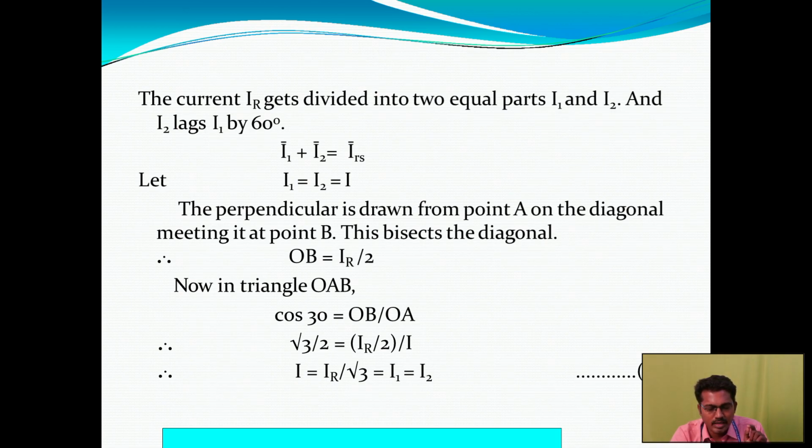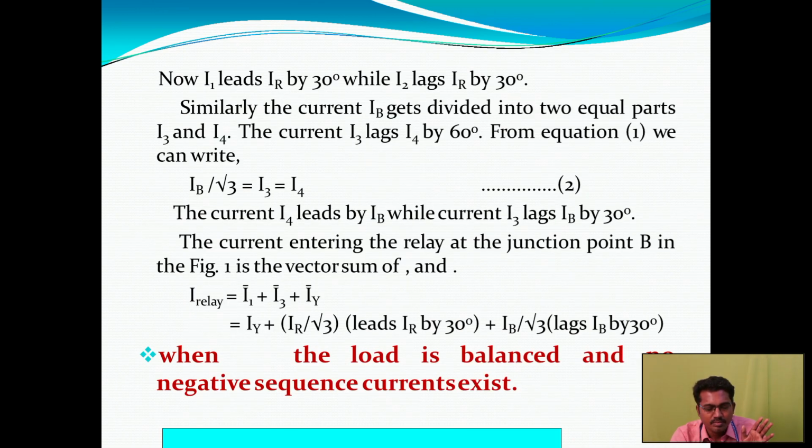The current IR gets divided into two equal parts, I1 and I2, and I2 lags I1 by 60 degrees, as I have already told. We take the triangle OAB, and from that we find the current that flows in the circuit. I1 leads, because there is only resistance in the I1 and I3 branches, so that current will be a resistive current.